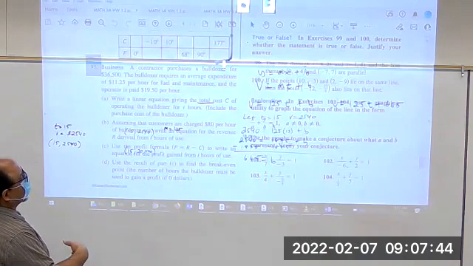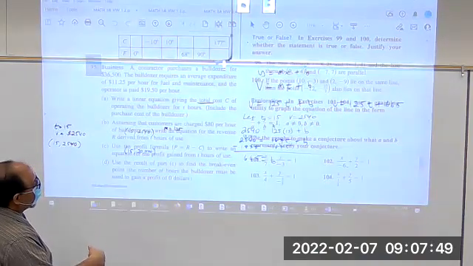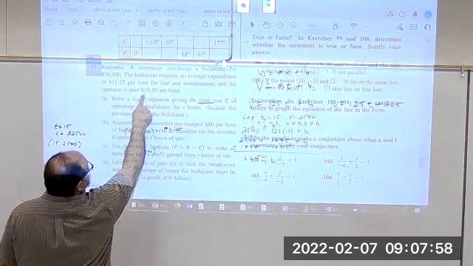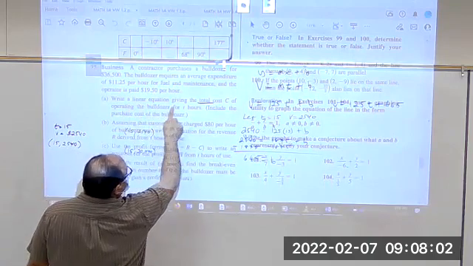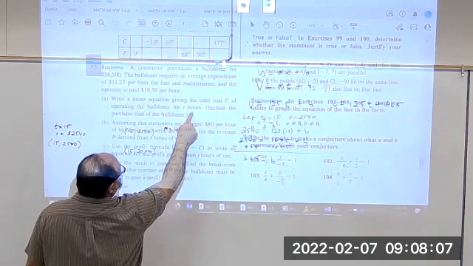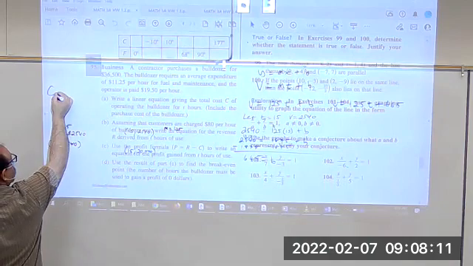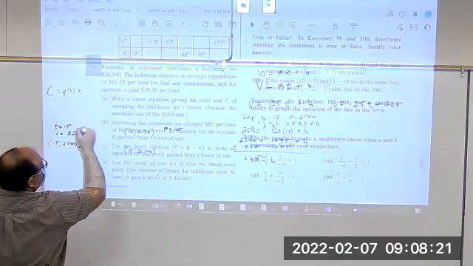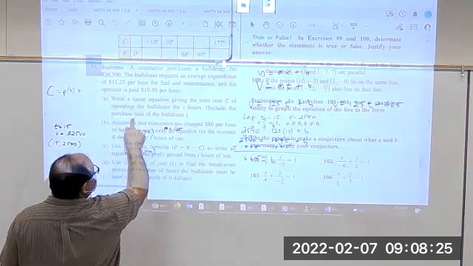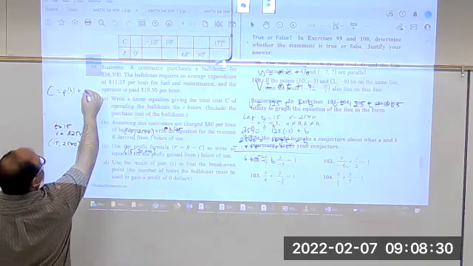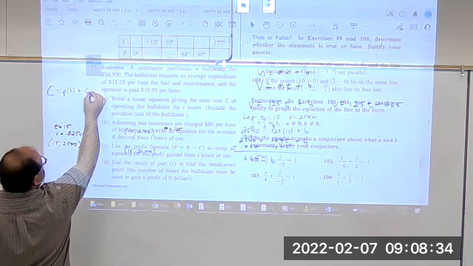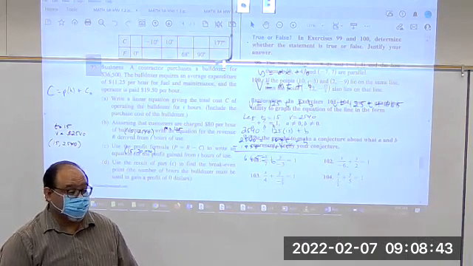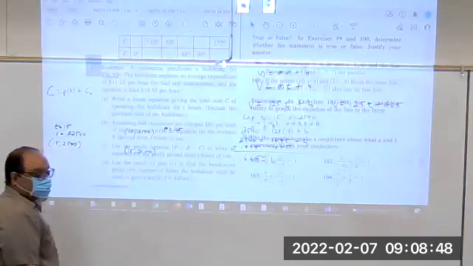A contractor purchases a bulldozer, $36,500. The bulldozer requires an average expenditure, and there's your rate, $11.25 per hour for fuel and maintenance. The operator's pay is $19.50 per hour. Write a linear equation giving the total cost of operating the bulldozer for T hours. So cost would equal how much you have to pay. What do you have to pay per hour? And then the equation is the total cost of operating the bulldozer, including the purchase price, which we can call the initial price, and sometimes you can say C naught. The initial value is just the y-intercept. That's your B.